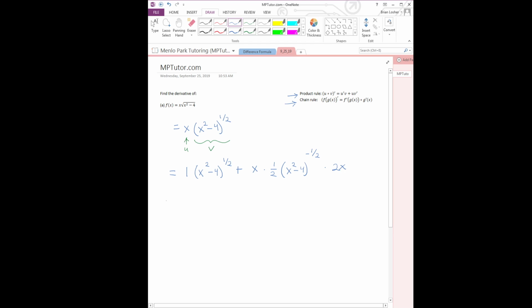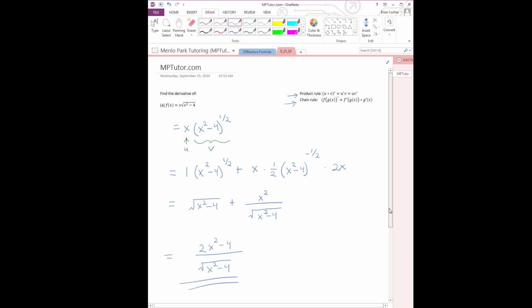Your hard work's done now. All you have to do is simplify. And simplifying, we get square root of x squared minus 4 plus, the 2's cancel, it gives us x squared over the square root of x squared minus 4. Getting a common denominator of square root of x squared minus 4 gives us the numerator of 2x squared minus 4. And there you have it.